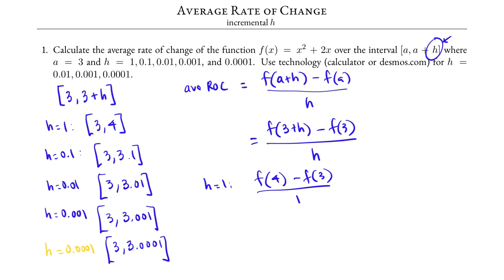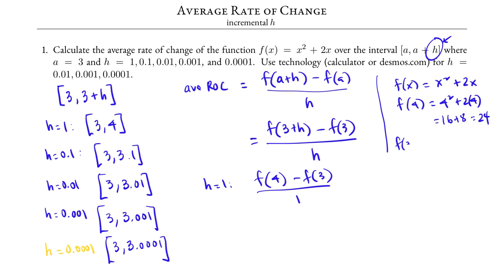And we will evaluate f of 4 and f of 3 on the side. f of x is x squared plus 2x, and so f of 4 is 4 squared plus 2 times 4, which is 16 plus 8, which is 24. f of 3 is 3 squared plus 2 times 3, which is 9 plus 6, or 15. And so this is 24 minus 15 over 1, which is simply 9.